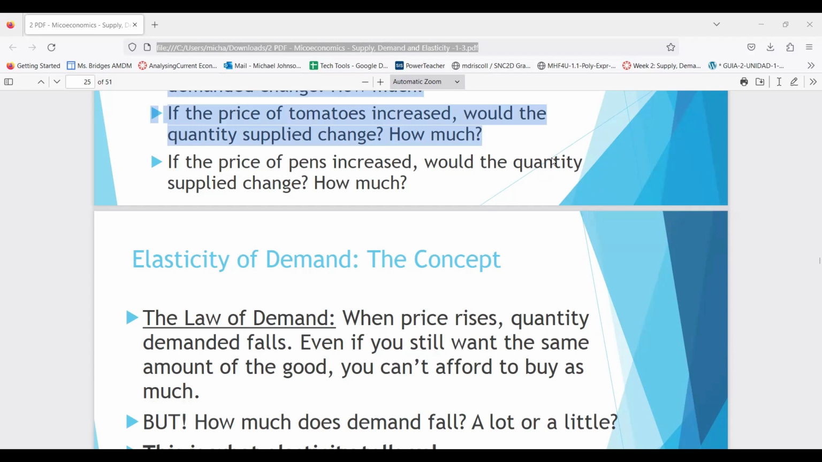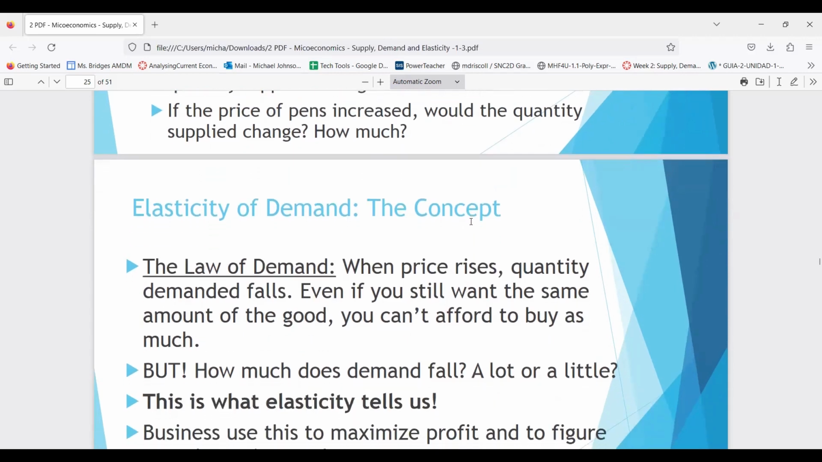Yes. Good job. Supply would increase because they're going to make more money selling it. So great job. And if the price of pens increases, would the quantity supplied change, and by how much?